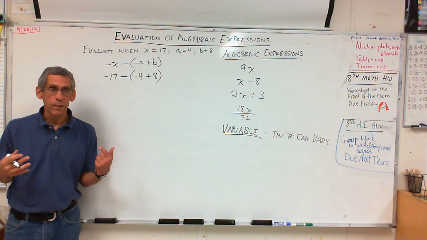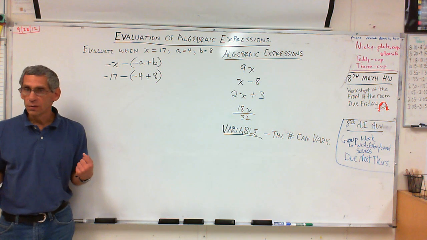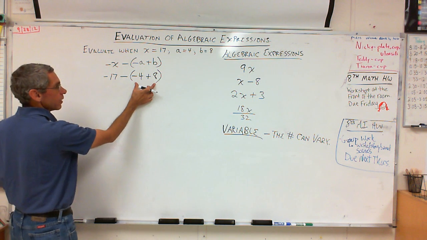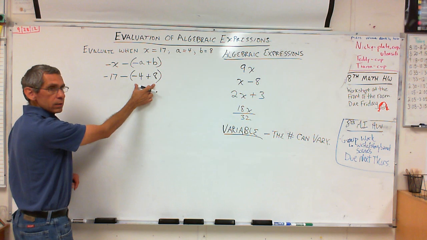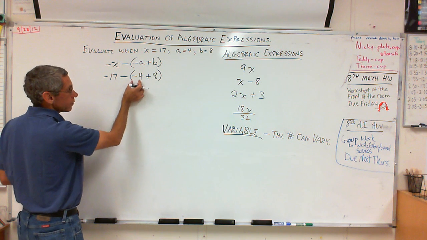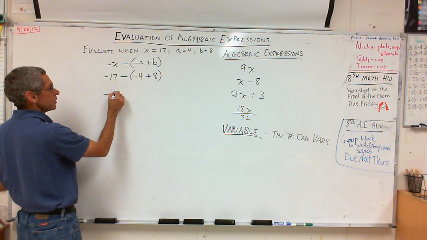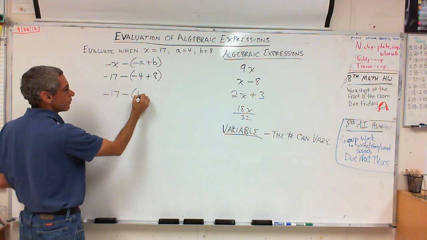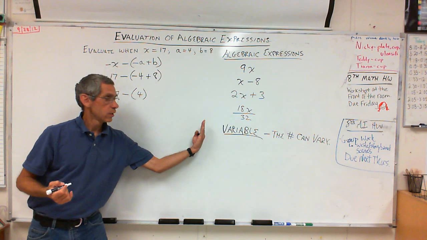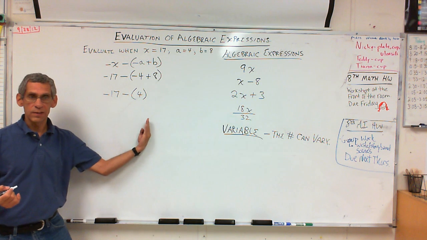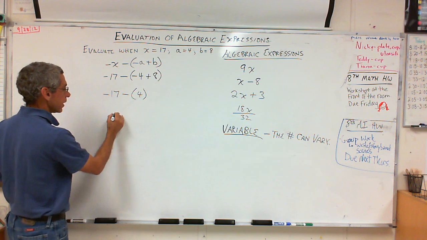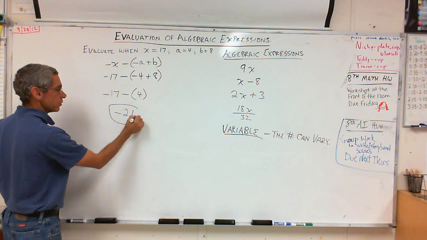What do I do? Order of operations, right? What do I do first? Parentheses. In the parentheses, right. So what is negative 4 plus 8? 4. Or another way to think of it is what's 8 minus 4? Right? It's 4. So we've got negative 17 minus 4. So what is negative 17? Here's 0. Negative 17 minus 4 more. Negative 21, exactly. And that would be your answer.